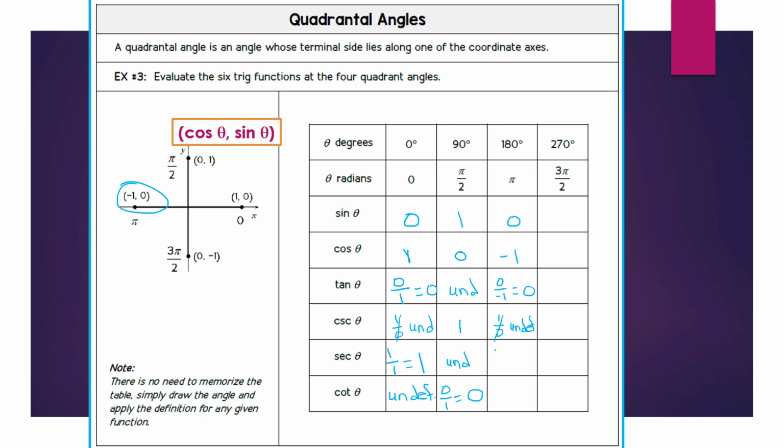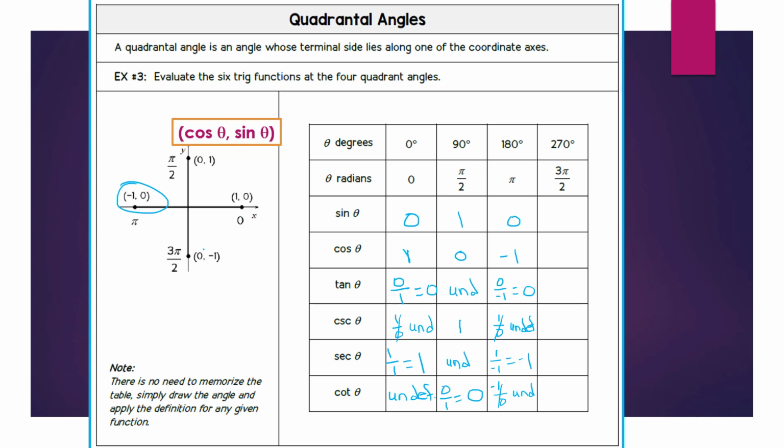So we're talking about 1 over -1. All right, and cotangent, we've got cosine over sine. So again, -1 over 0. That's undefined. All right.